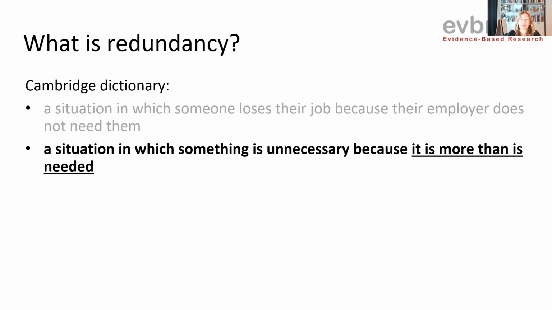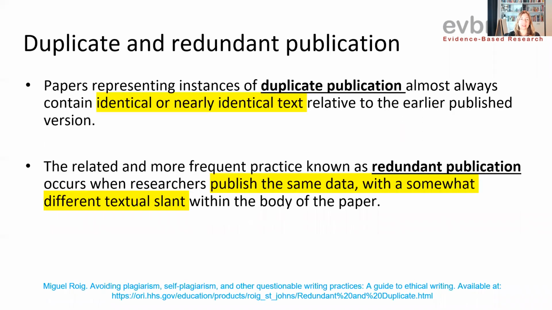Then there is a question, what is redundancy? Because there are also some ambiguities about that in the literature relating to systematic reviews. So I checked the Cambridge Dictionary, and redundancy is defined either as a situation in which someone loses their job because they're no longer needed, or, what is relevant for our talk today, a situation in which something is unnecessary because it is more than is needed. So in our case, redundancy in systematic reviews would mean more systematic reviews than are actually needed.